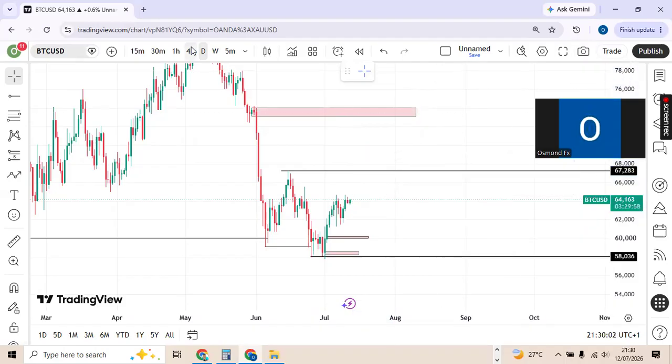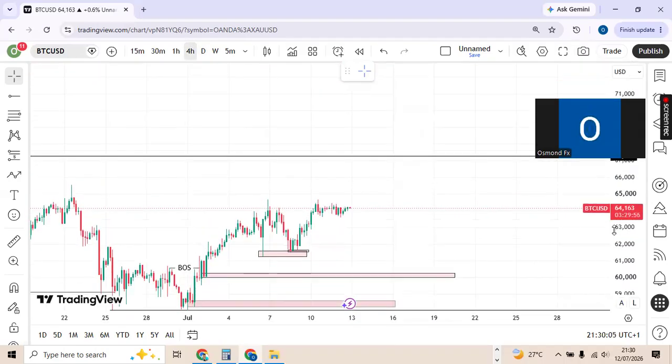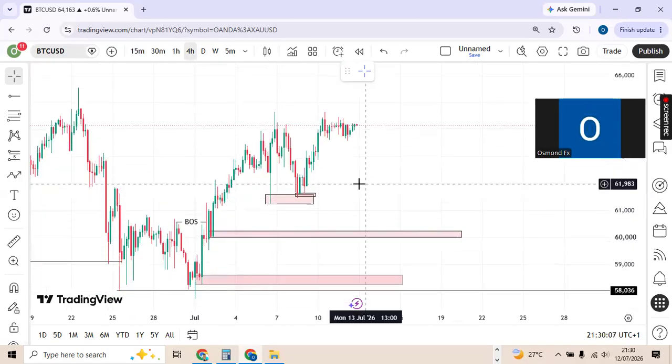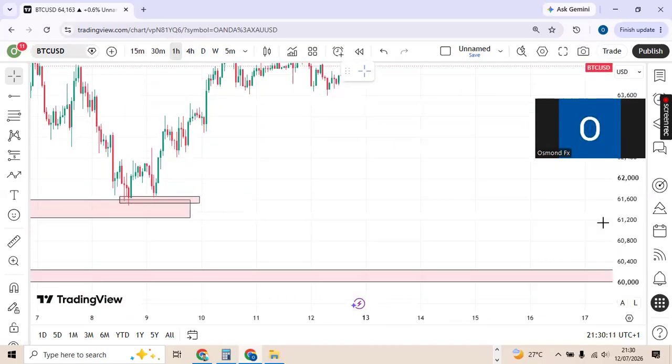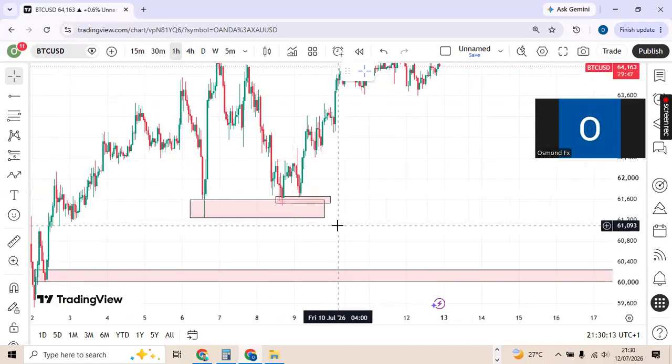So for this week, let's go to the 4-hour time frame. Let's see what we are going to be expecting. This is the 4-hour time frame.